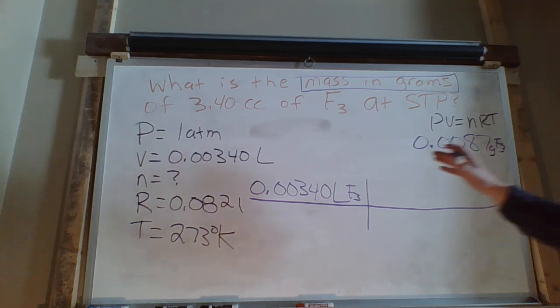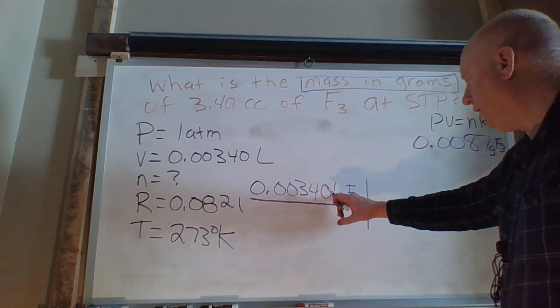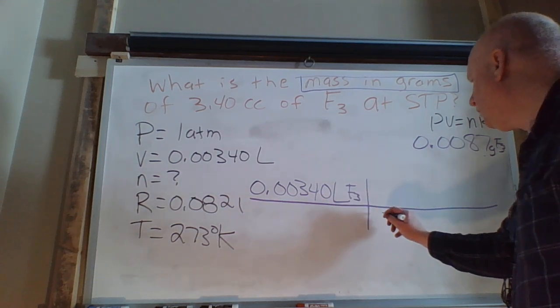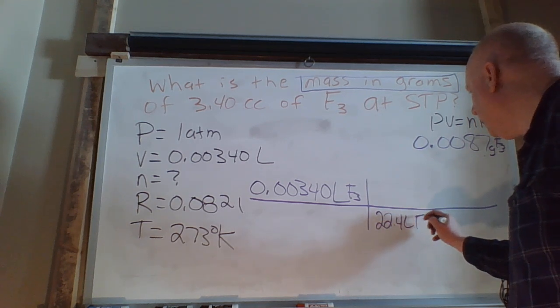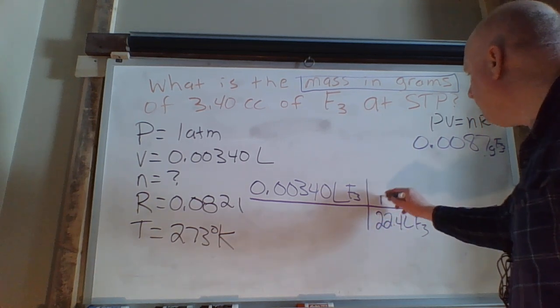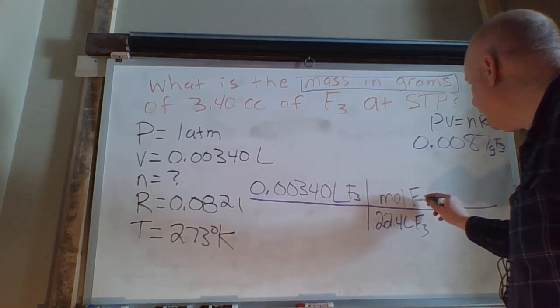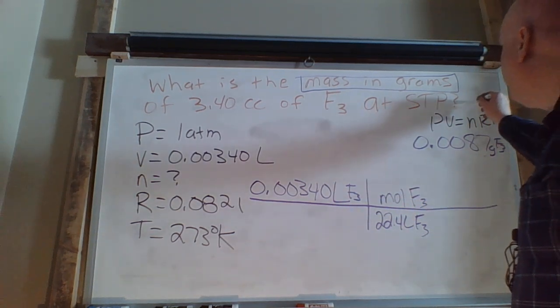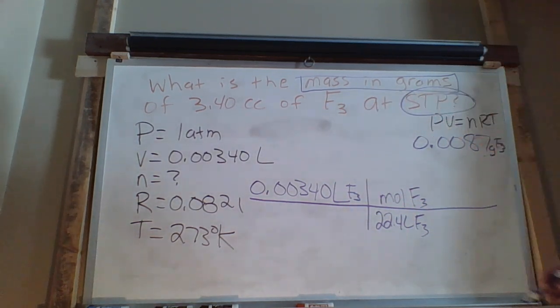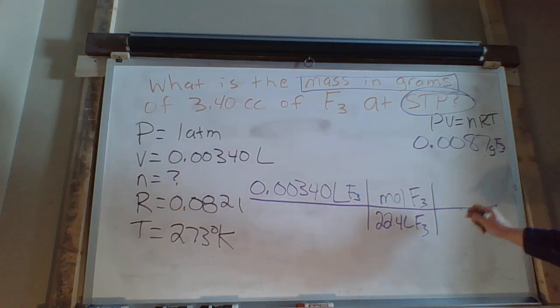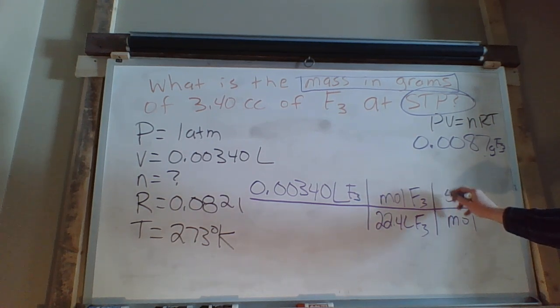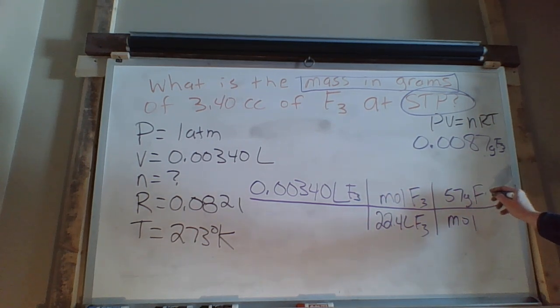So in order to do this, we need liters of F3 to cancel. We know that for every 22.4 liters of F3, you're going to get a mole of F3. Well, how do we know this? This is why, because it's measured at STP. Now we're in moles. We can cancel out our mole here and then put 57 grams of F3.